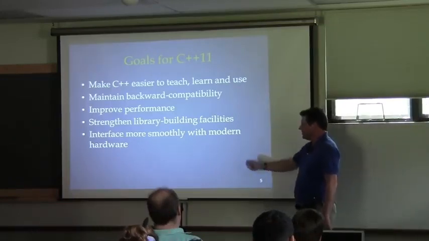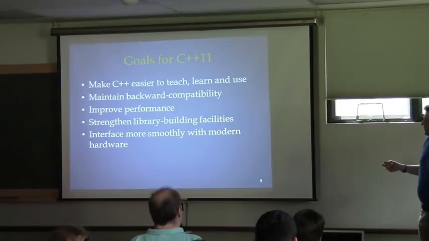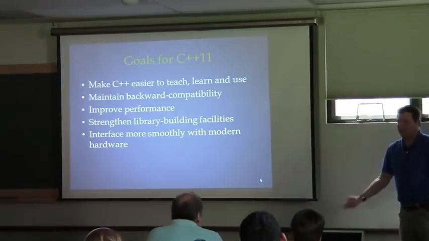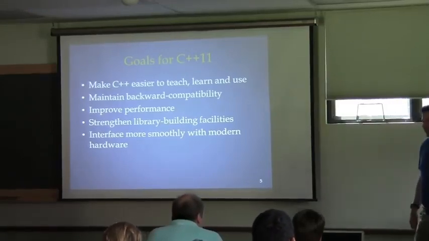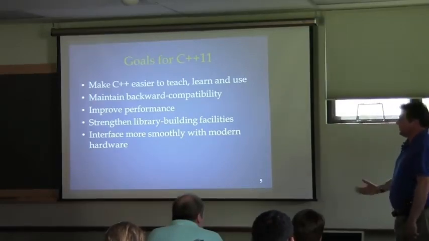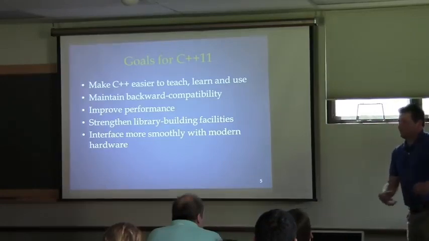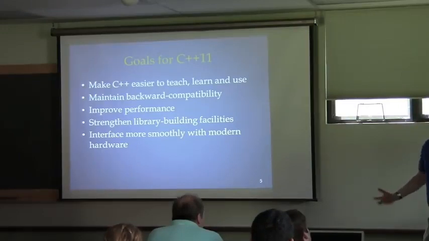The last one, interface more smoothly with modern hardware. I just see that as code for support concurrency. Modern hardware is moving toward multi-core processors, and without some sort of concurrency support inherent in the language, it's all going to be a morass of incompatible interfaces. So even though the industry kind of coalesces around a certain interface, it's nice if it were codified into the standard, which it has been in 11.